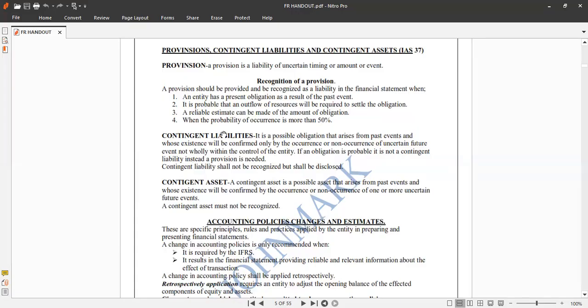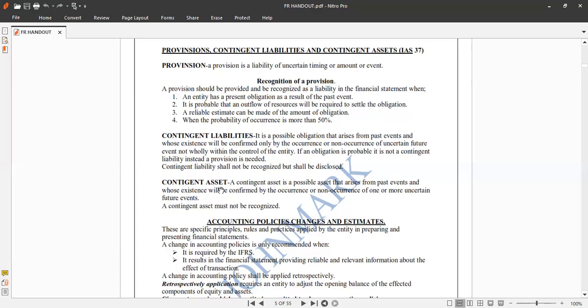That means your customer, anytime from now, maybe if you give a warranty of 1 year, might come back, for example, for you to repair that item. Now, that is another example of a contingent liability. You're saying that its existence will be confirmed only by the occurrence of a certain future event, which has arisen from past events.